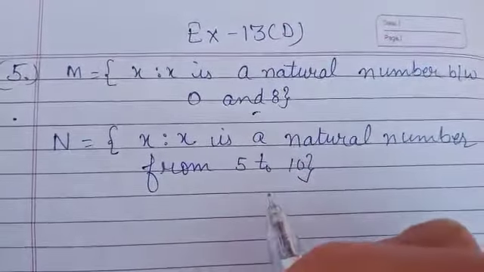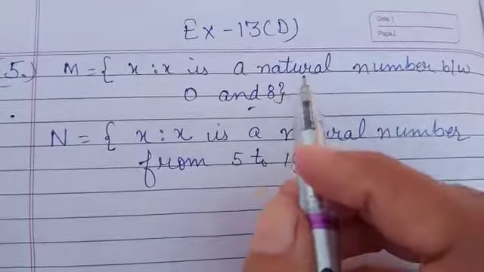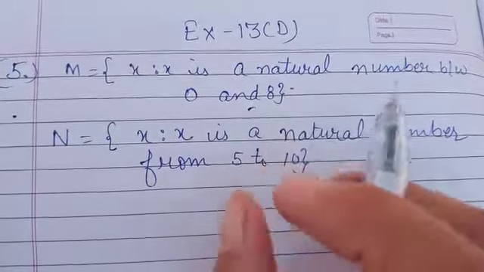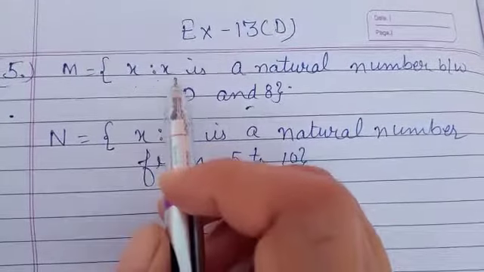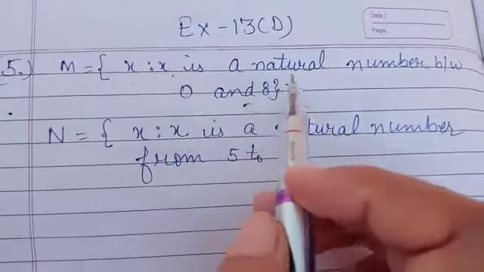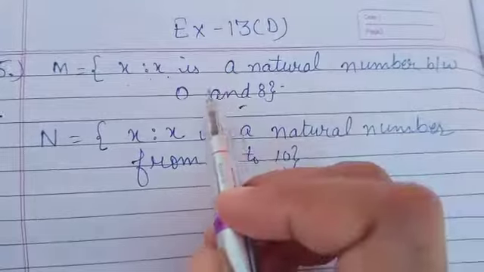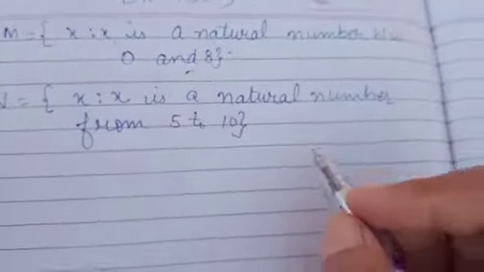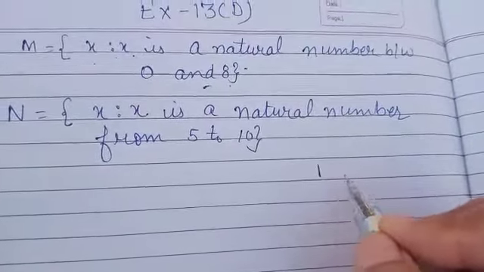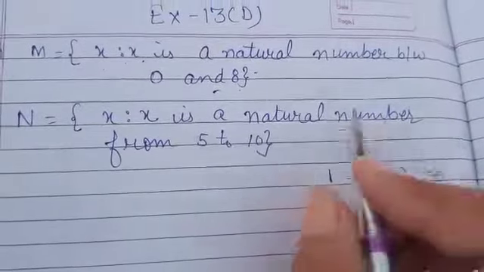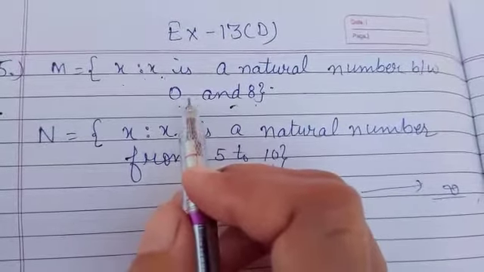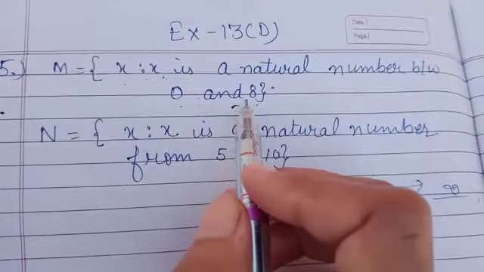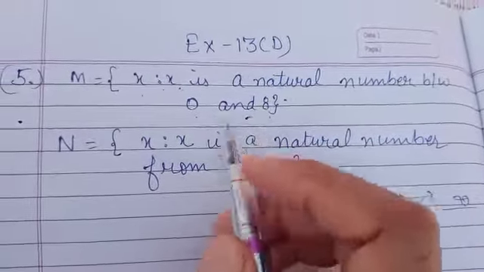But in these questions, if you are able to understand the statement that is written, then you can easily do the question. Here x such that, what is x? x is a natural number that comes between 0 and 8. We know natural numbers start from 1 and go up to infinity, right? So we have to write the numbers which start from 1 and end at 7, because we have to write those between 0 and 8.